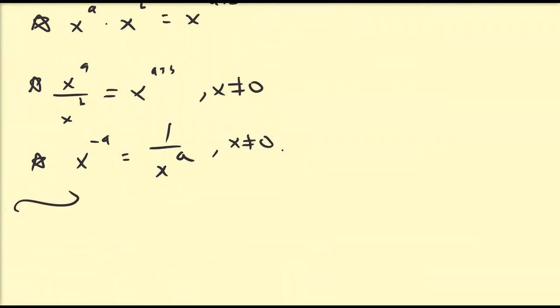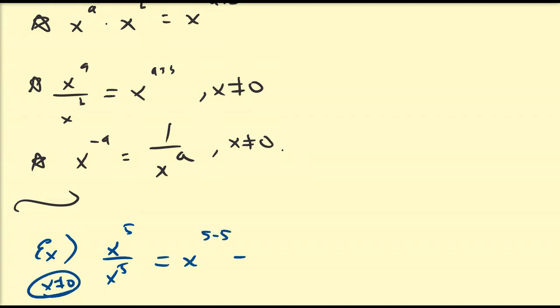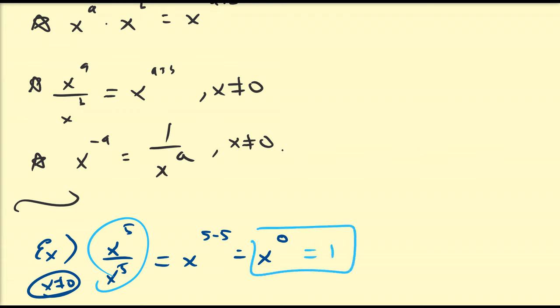Alright, similarly, we're going to use these properties to develop some more. So for example, suppose we have x to the 5th divided by x to the 5th, and let's assume x does not equal 0 here. If that's the case, then this is going to be x to the 5 minus 5, which is equal to x to the 0. And if we replace x with any number, we have the number divided by itself, which is 1. So therefore we have x to the 0 is equal to 1, provided that x does not equal 0.